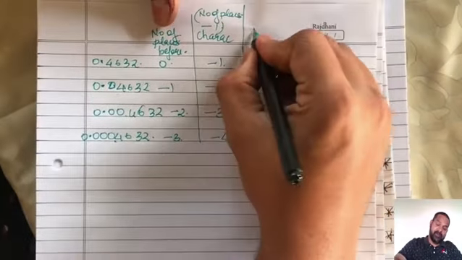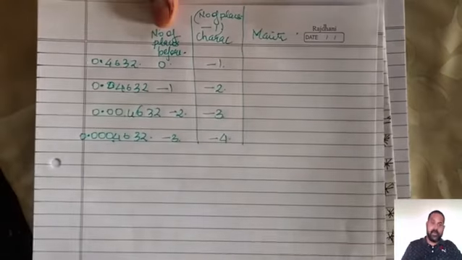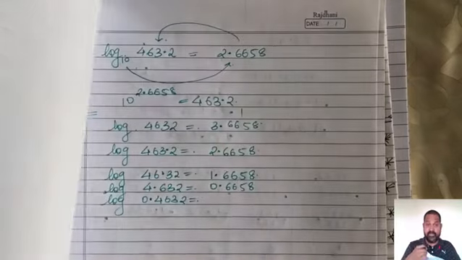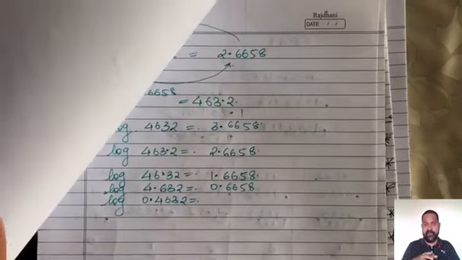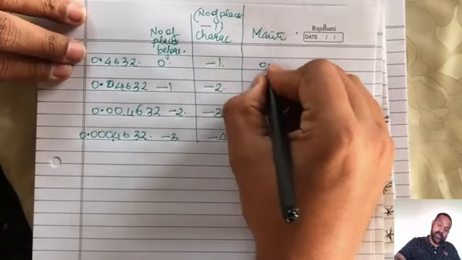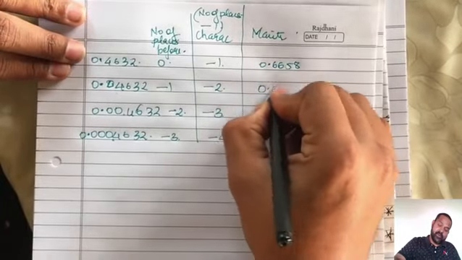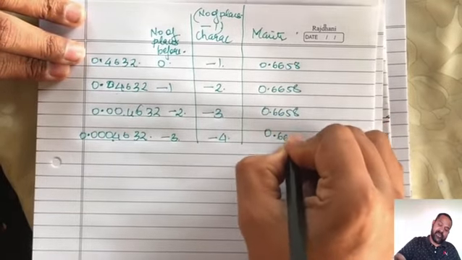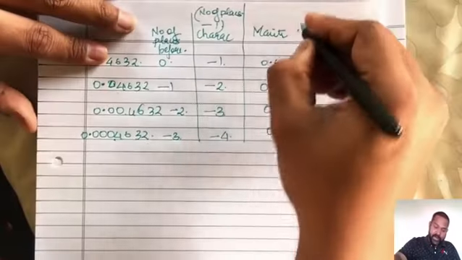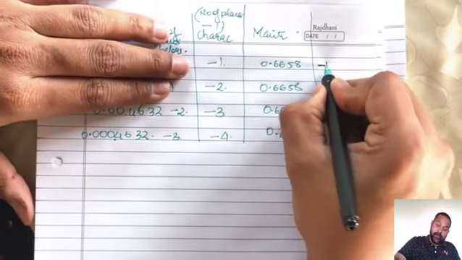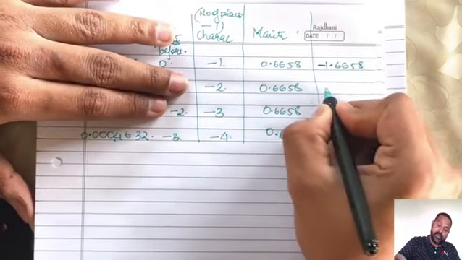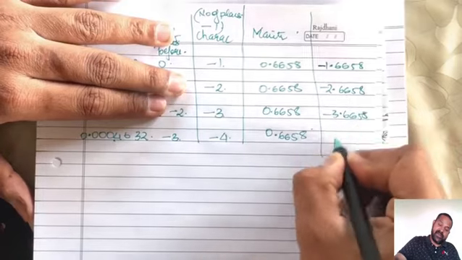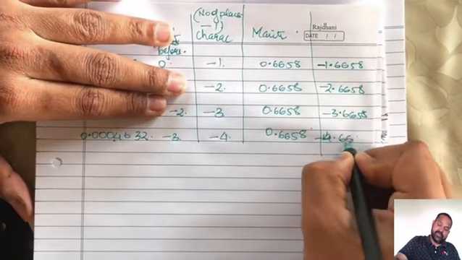We now come to the mantissa. See, without the decimal, all the values are the same. So the mantissa remains the same, which I've just found some time ago, 6658. So mantissa is going to be 0.6658. When I bring the two together, log will be -1.6658, -2.6658, -3.6658, and -4.6658.